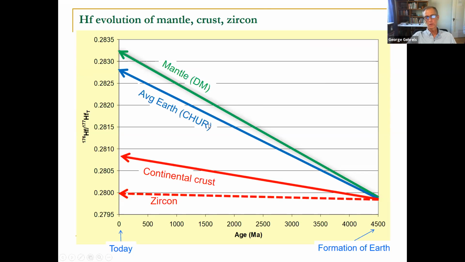So we're going to use CHUR as our reference, and we'll talk about mantle, which is changing faster than CHUR, and we'll talk about continental crust, which is changing slower than CHUR, and we'll talk about zircon that's hardly changing at all. So here comes a jump. This is the first bump in the road. What we're going to do now is take this isotope evolution system and flatten it such that CHUR remains constant through time.